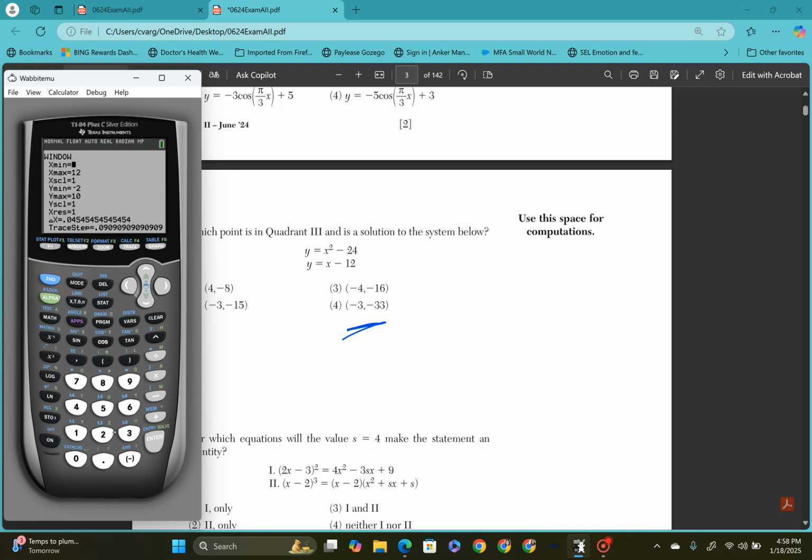So our x min, let's make it like -10. Our x max, the highest number that we have is +4, so I can leave that there. Cool. In our y min, I don't have any positives, but I see -33 is my smallest. My highest is 0. So let's see what that gives me. And all I did is I looked at the answer choices.